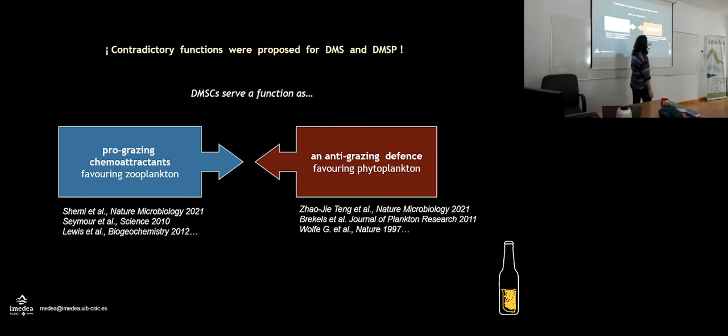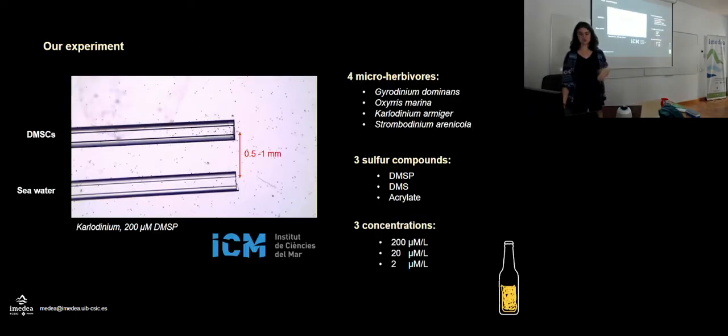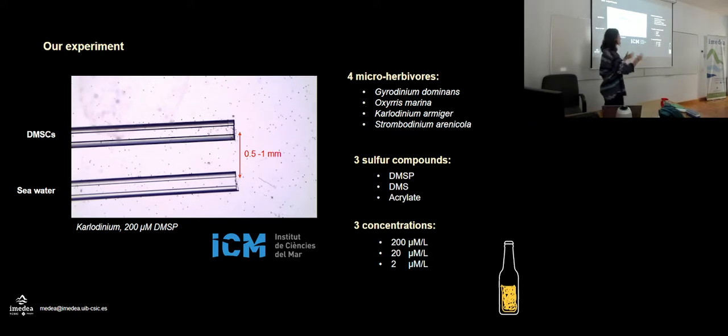For example, Nature Microbiology published in 2021 a paper belonging to one team and a paper belonging to the other team. So the experiment that they set up at the ICM is framed within this controversy. They designed an experiment to see, with four microherbivores that they have at the ICM, what the chemo response of these organisms is towards these compounds.